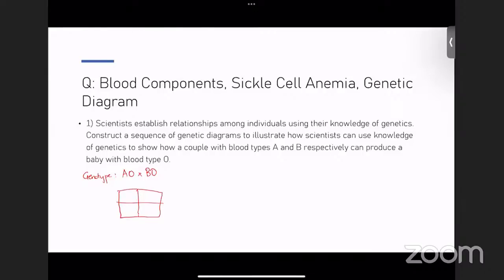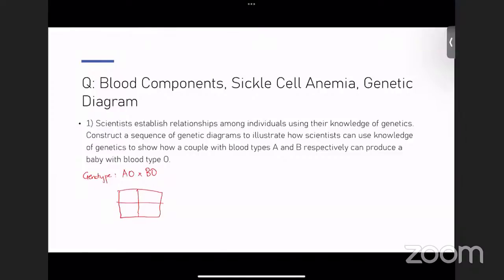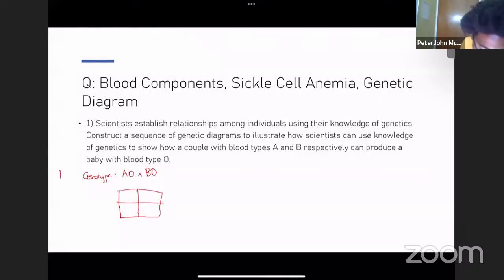AO for mommy, BO for daddy. Typically, I go male then female when I write the parents. But it can literally be anything if they don't tell you. Just do male then female.